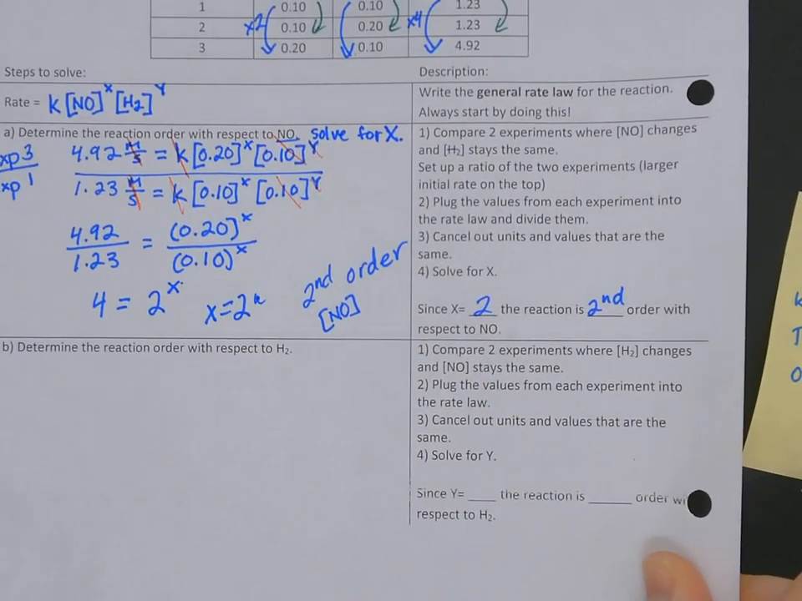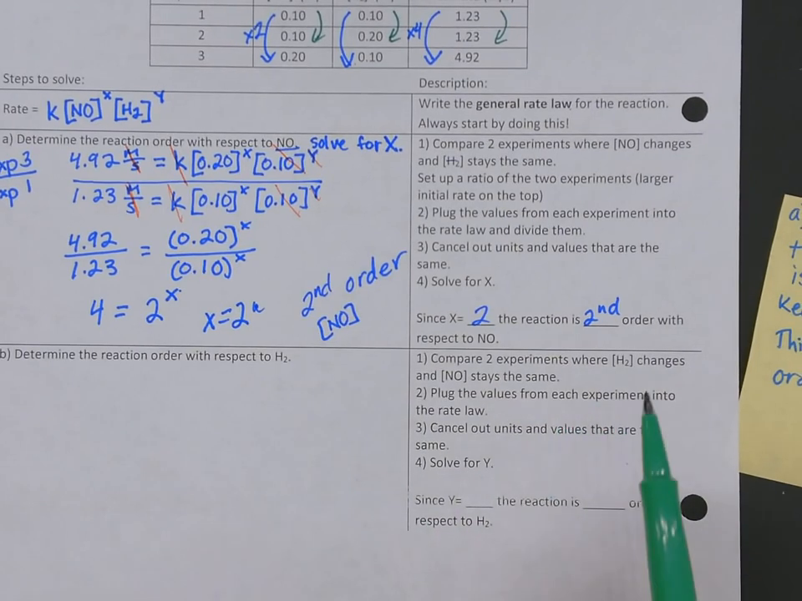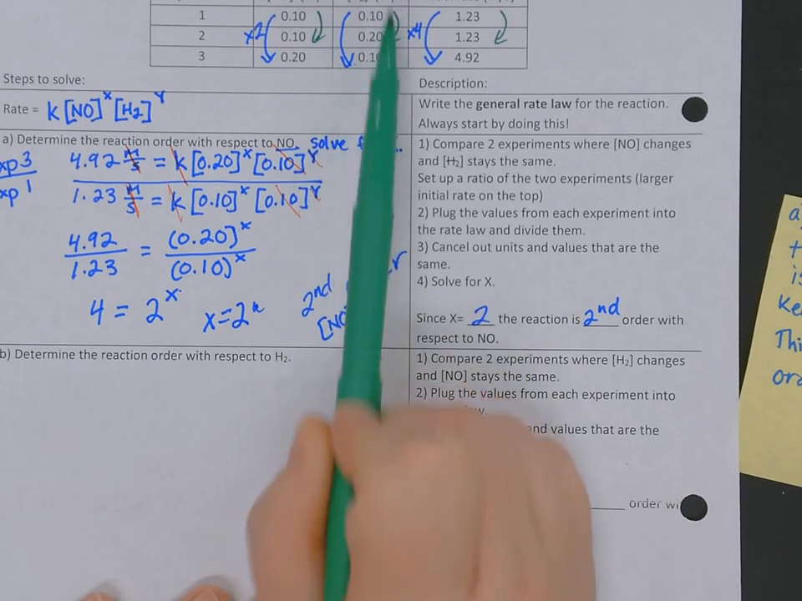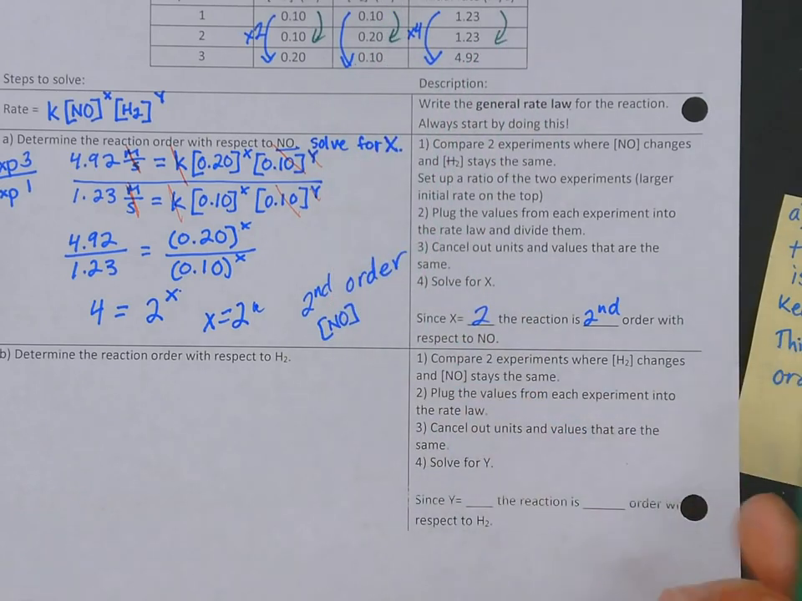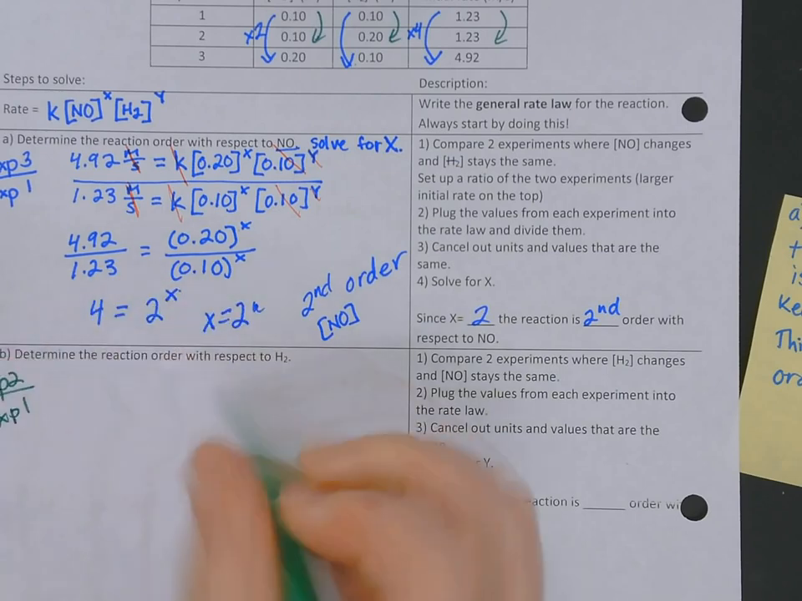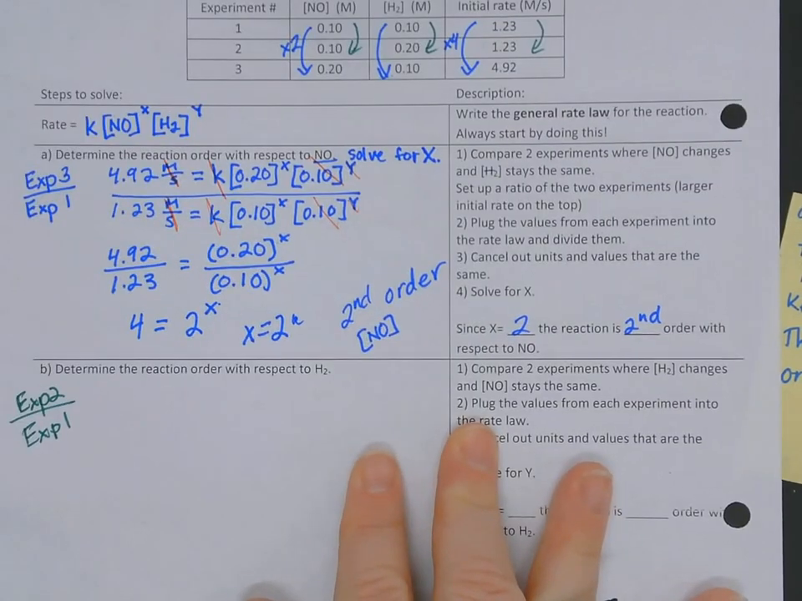So, mathematically, we're comparing experiments 1 and 2. Experiment 2 has the larger value for hydrogen. Their initial rates are the same. So I'm going to put experiment 2 on the top, experiment 1 on the bottom, and we're still plugging into the same rate law. Okay, that doesn't change.